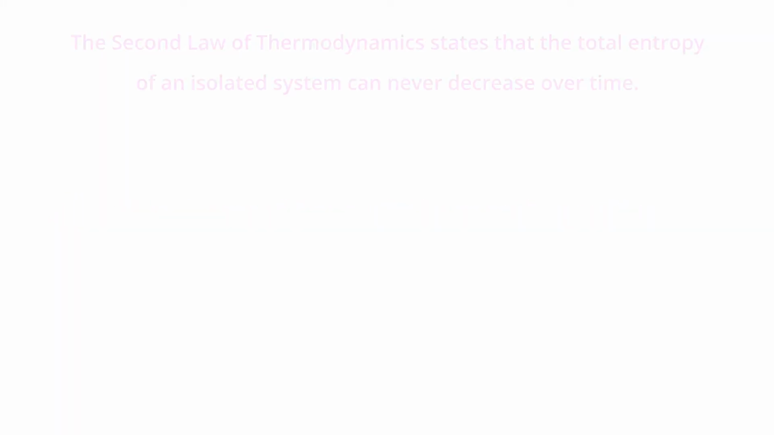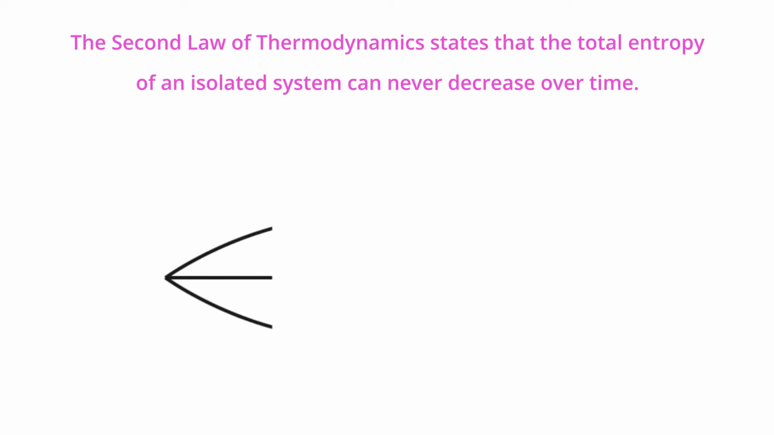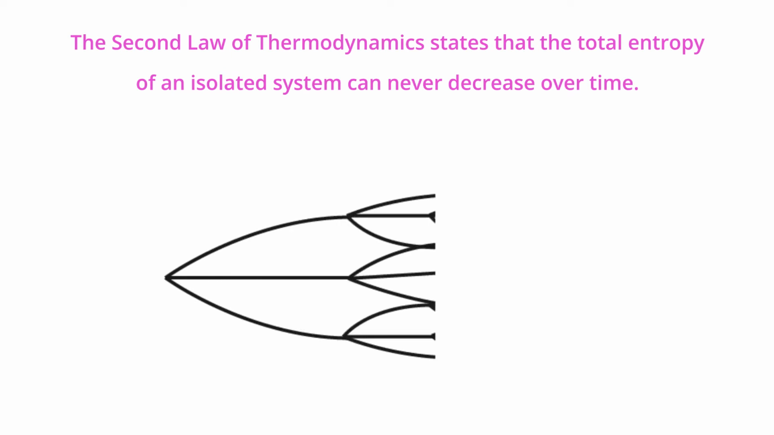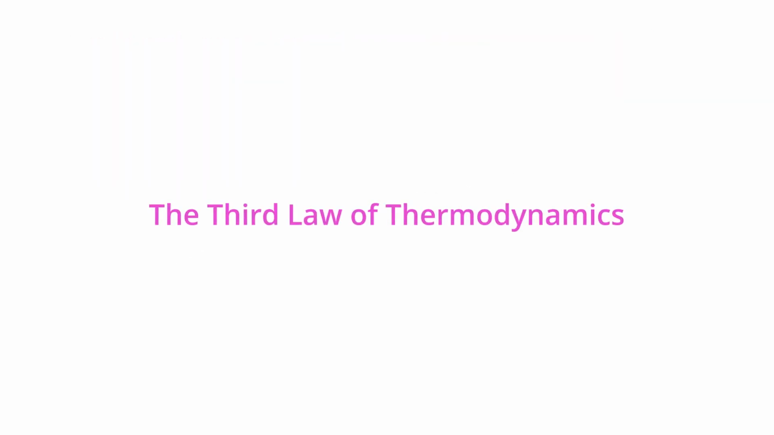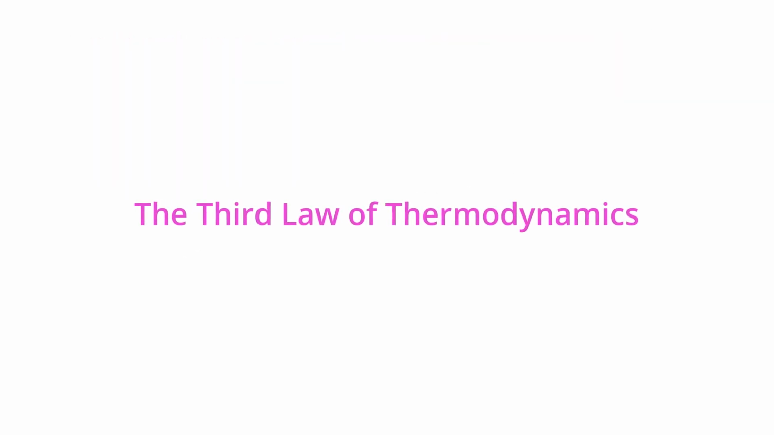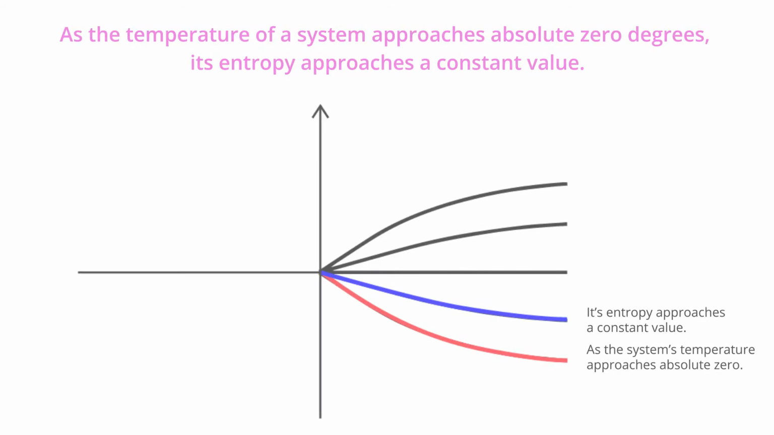The second law of thermodynamics. The second law of thermodynamics states that the total entropy of an isolated system can never decrease over time. This model represents the level of disorder increasing over time. The third law of thermodynamics. As its temperature approaches absolute zero, the entropy of a system approaches a constant value.